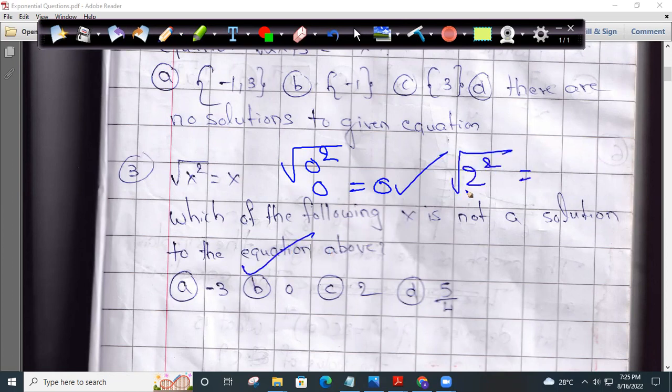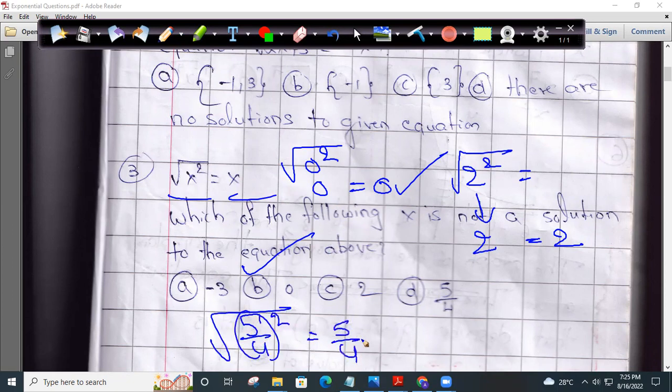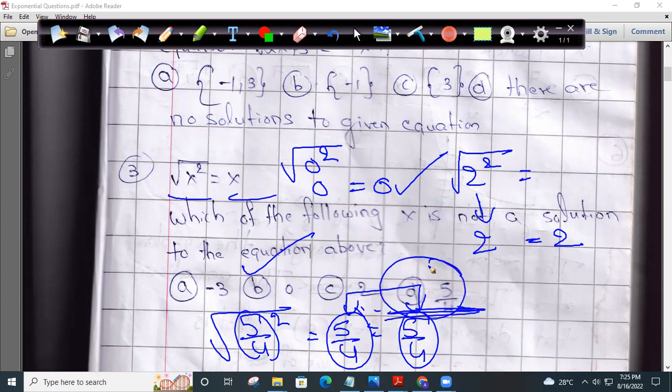Square root of 2 square is my left hand side, which is 2, and the right hand side is also 2. So 2 is equal to 2. Who said 5 by 4? So 5 by 4 whole square is my left hand side. When I simplify root of 5 by 4 whole square, it is 5 by 4, and my right hand side is also 5 by 4. So 5 by 4 is equal to 5 by 4. So D for Delhi cannot be the answer. C for Chennai is also valid. So the option that should be correct here is -3. What should be the perfect answer? -3 should be the perfect answer. Understand?